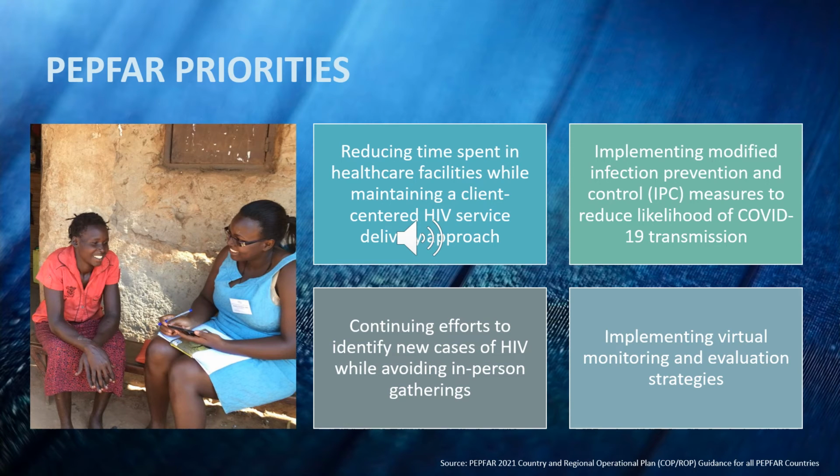Top priorities during the COVID-19 pandemic include reducing the time spent in healthcare facilities while maintaining a client-centered HIV service delivery approach, implementing modified infection prevention and control measures to reduce the likelihood of COVID-19 transmission, continuing efforts to identify new cases of HIV while avoiding in-person gatherings, implementing virtual monitoring and evaluation strategies.